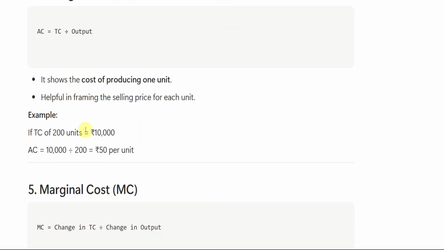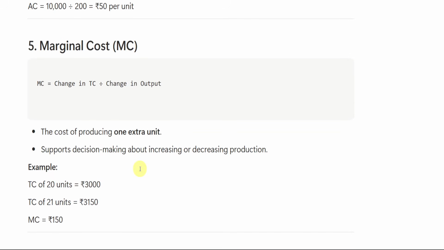We are producing 200 units, but we don't know the amount for a single unit, right? So we will be dividing it. You will be doing it in accounts. You have done it in accounts.